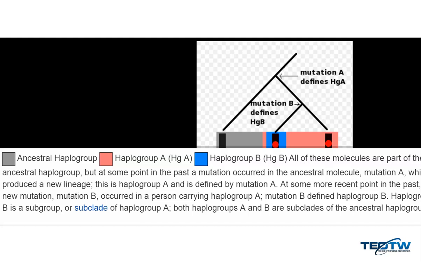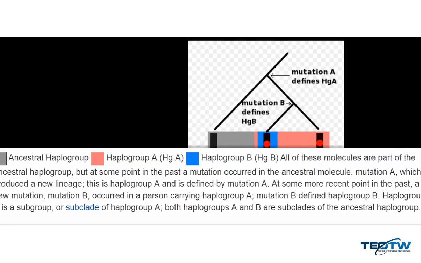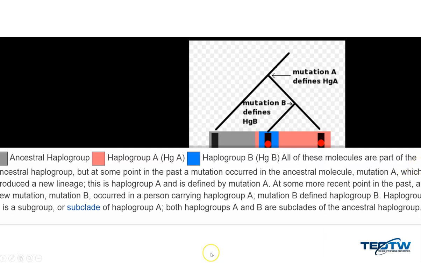Okay, look on the left side here, right? You see the ancestral haplogroup. Then you have haplogroup A, which is a mutation. Haplogroup B, another mutation. So let me see if I can stretch this out a little. Okay, so all of these molecules are part of the ancestral haplogroup, but at some point in the past, a mutation occurred in the ancestral molecule.